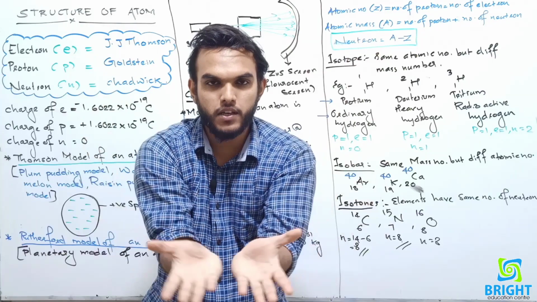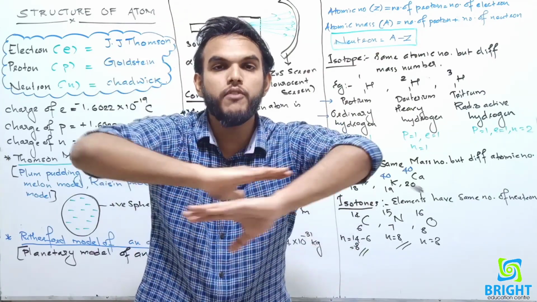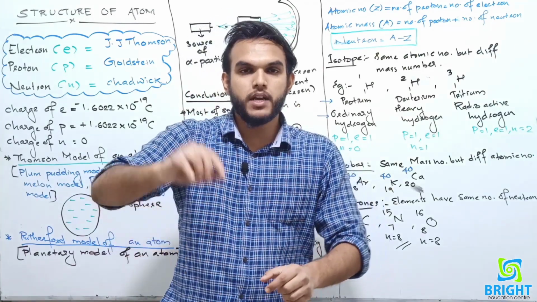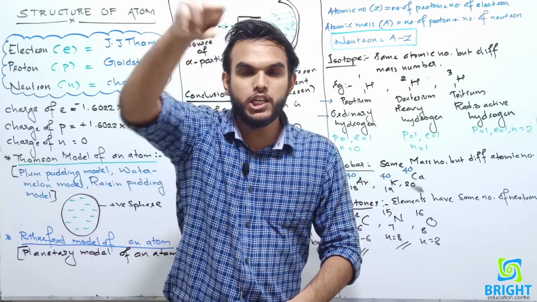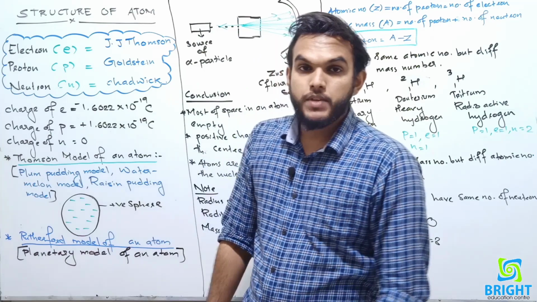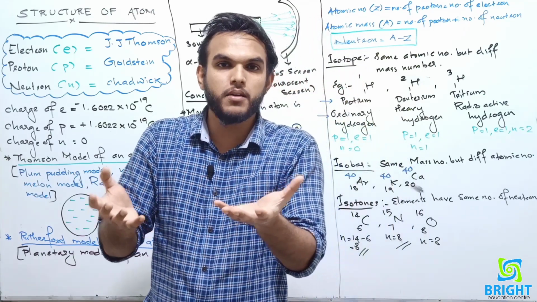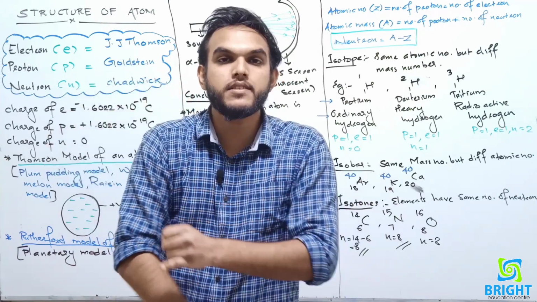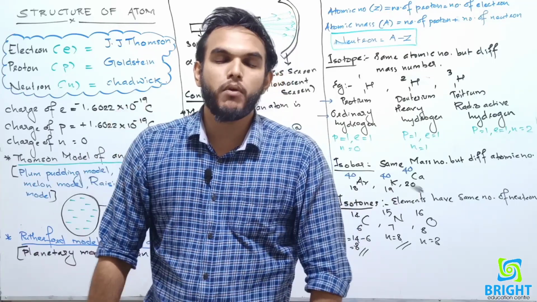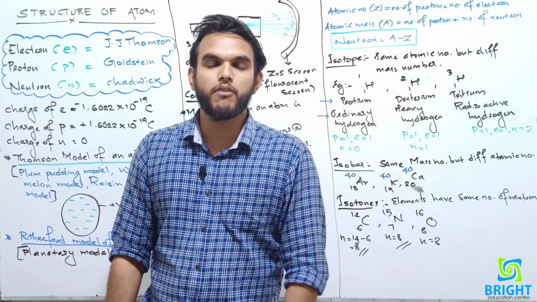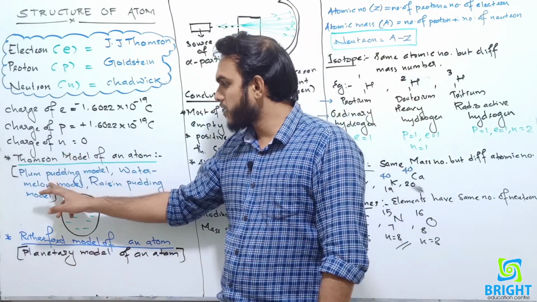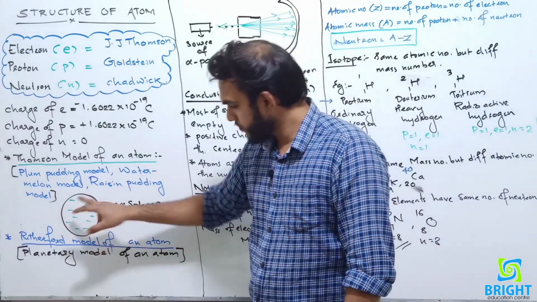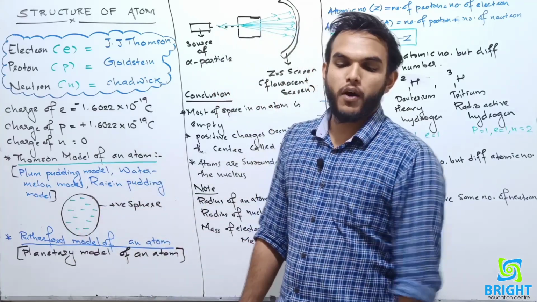What is the condition? It has a positive sphere in which the negative electrons are uniformly distributed; this is known as the Thomson model of an atom. It is represented like a pudding, that is the cake, the plum pudding, which has lots of nuts around it. Therefore, it is also known as the plum pudding model, raisin pudding model or watermelon model. These are the other three names of the Thomson model of an atom. It has a positive sphere in which the negative charges are uniformly distributed.